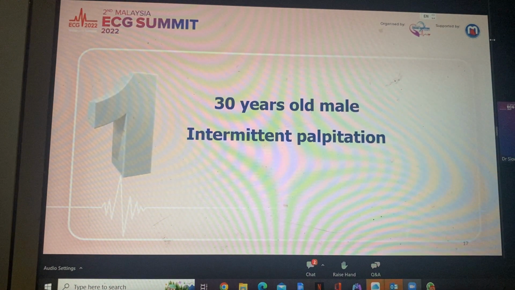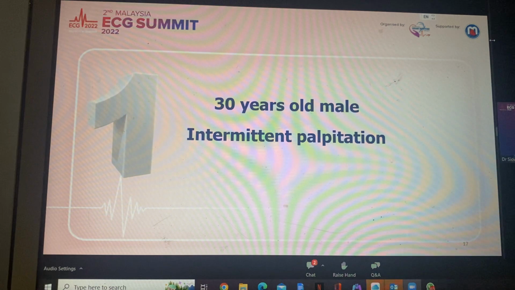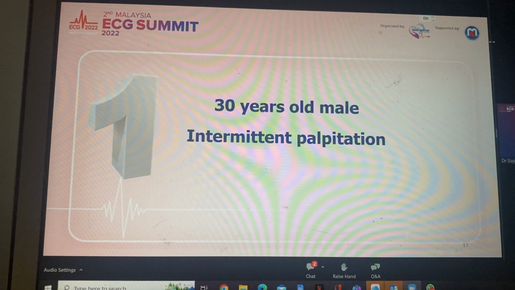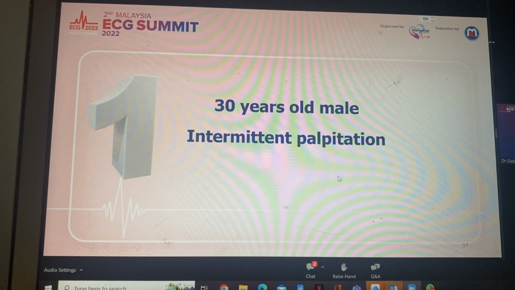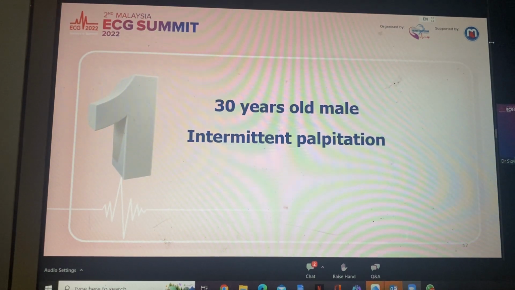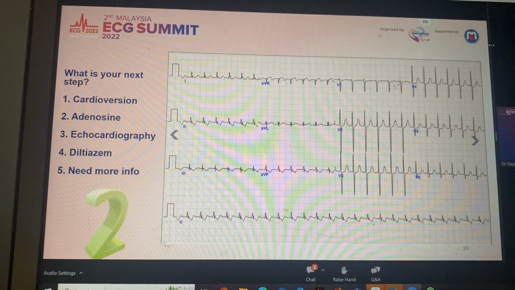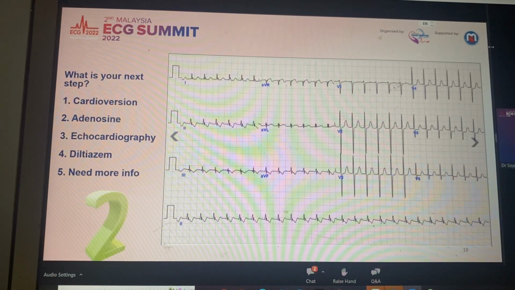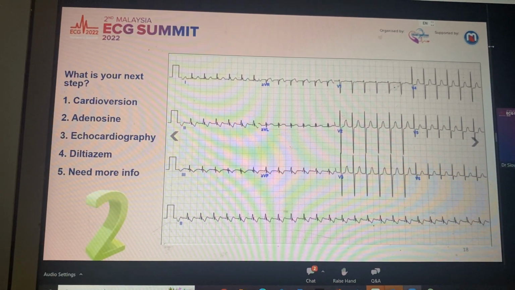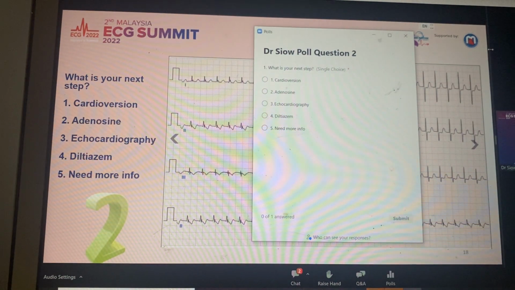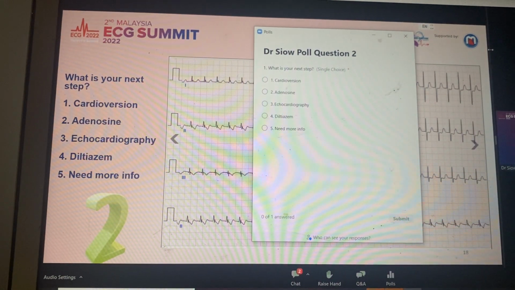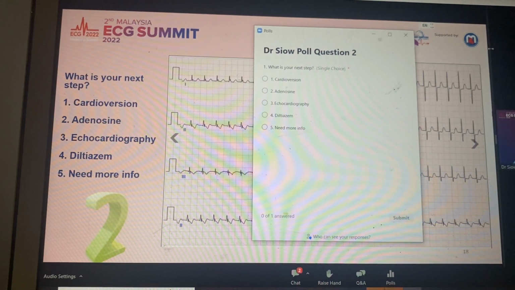So by talking about this, I think let us do some exercise based on the algorithm just now. All right. So we have a 30 year old male patient, a gentleman, with intermittent palpitations. So looking at this, can we have the poll? Looking at the ECG, what will be your next step? All right: cardioversion, adenosine, echo, delta wave, or you need more info?